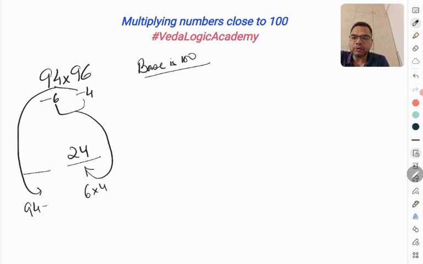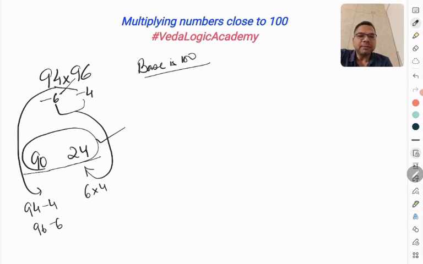For the left part of the answer, either we use 94 and subtract 4 from it, or we use 96 and subtract 6 from it. So here we are just doing the cross thing, and that's why the answer is going to be the same anyway. 94 minus 4 is 90, 96 minus 6 is also 90. So our answer is 9024.